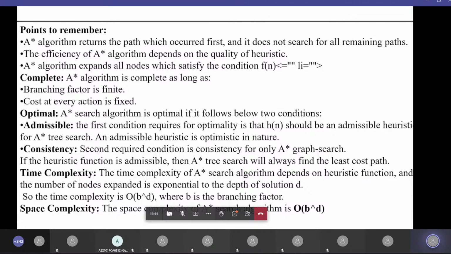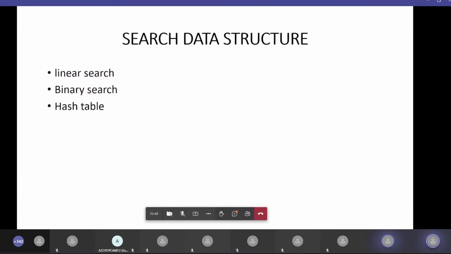Optimal time and space complexity. Humans are not always rational. They are not always logical. We have the search, the data structure, this thinking, that is why I say humans make errors, right?